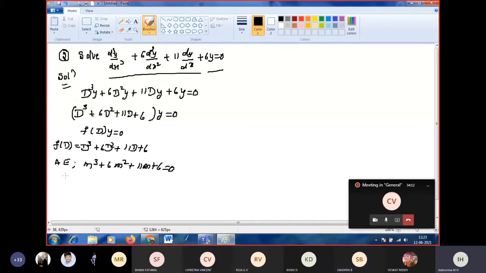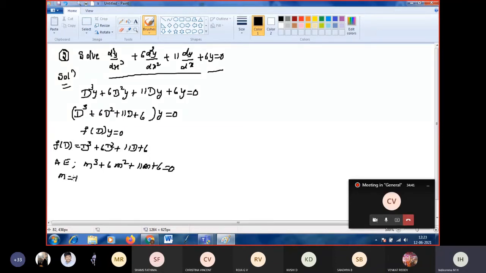See here, I want to start with m equal to 1, but if you put positive values for m, will you get 0? No, ma'am, because all the terms are positive. Since all the terms are positive, if you take any positive value for m, it will not become 0. That we know. So I will start with the negative values for m.